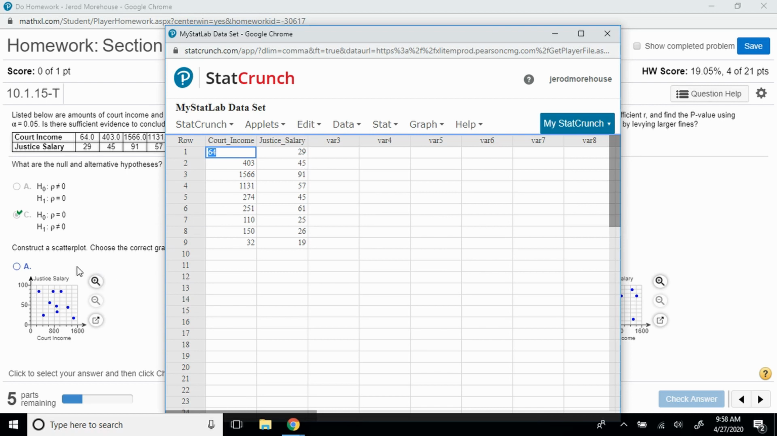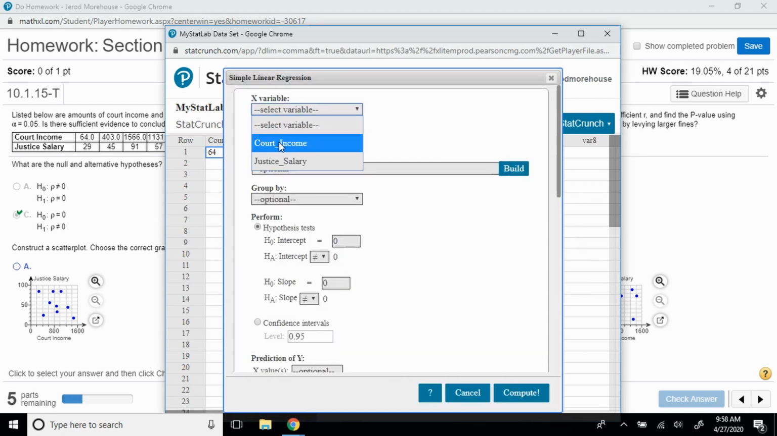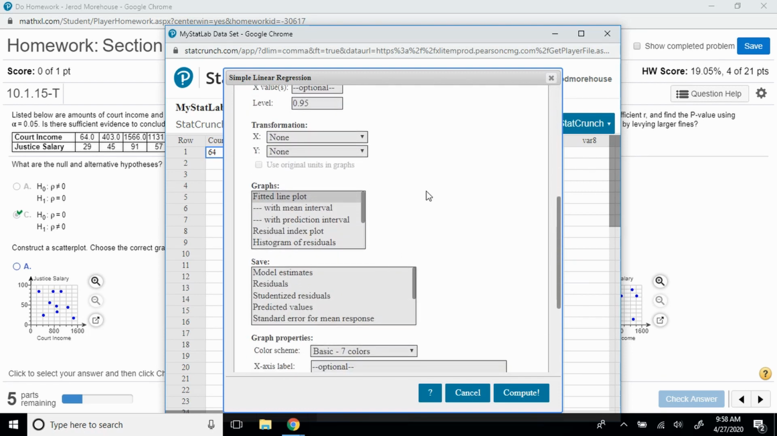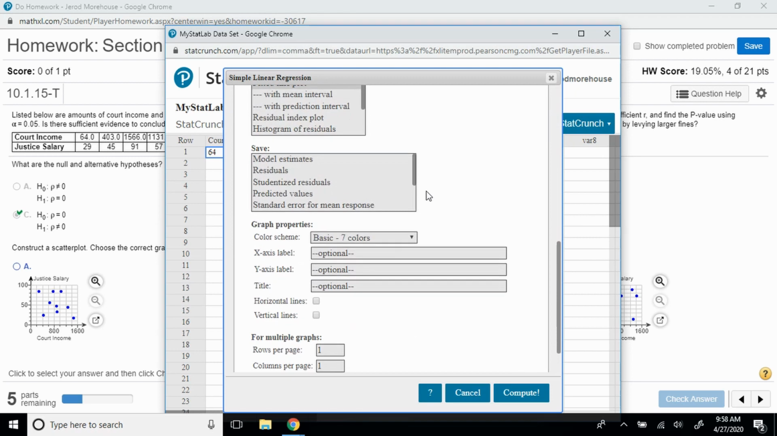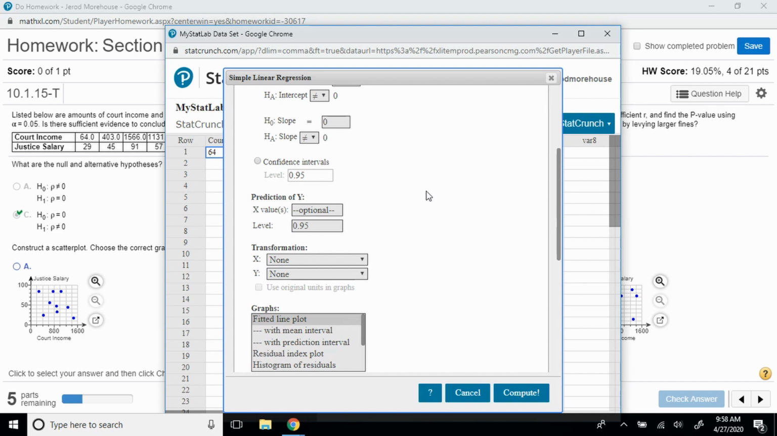So instead of just doing a scatter plot separately, what I'm going to do is go to Stat, Regression, Simple Linear. I'm going to select my X variable as court income and justice salaries as my Y variable. We already have the hypotheses set up here, but I'm going to scroll down, and I think there is a spot where I can ask it to do the scatter plot. I think if I select this right here, fitted line plot, it'll do it for us.